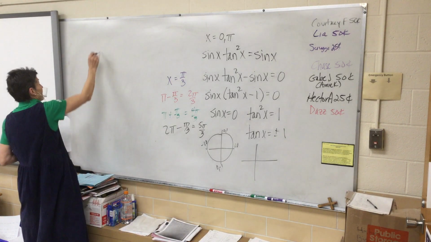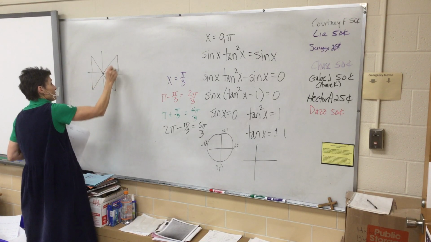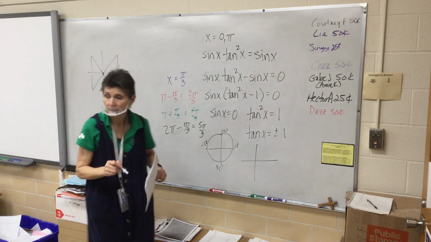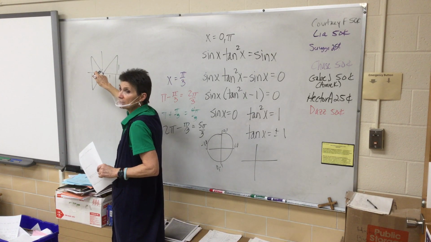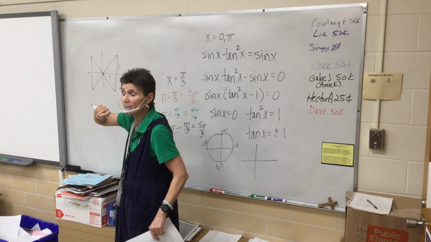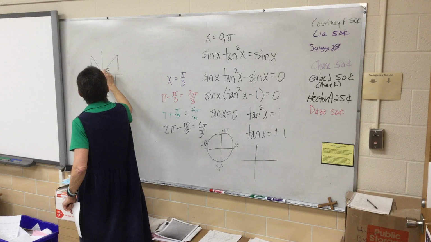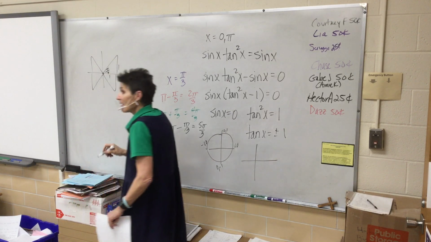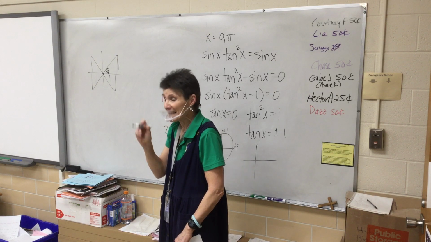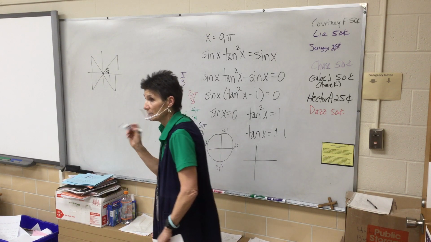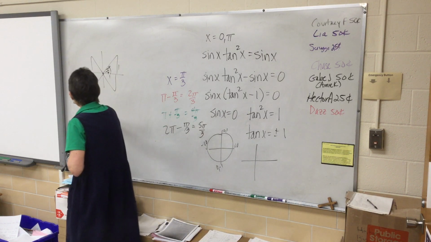So I'm going to have answers in every quadrant, and the tangent is 1. So how big is that angle right there? 45, which is pi over 4. So I have pi over 4 or 45-degree angles in every quadrant, okay? So the first one is obviously pi over 4.